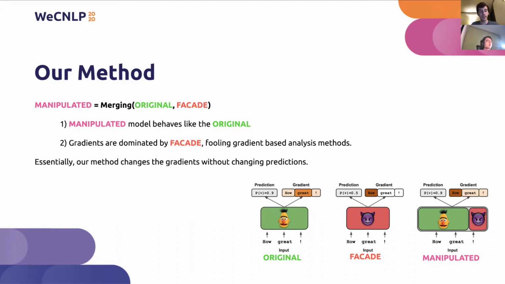This fools popular saliency methods such as gradient, SmoothGrad, and Integrated Gradients, though the last one is more robust. This also causes gradient-based analysis techniques such as input reduction and HotFlip to identify unimportant or targeted tokens as highly important, as was shown in the previous slide.